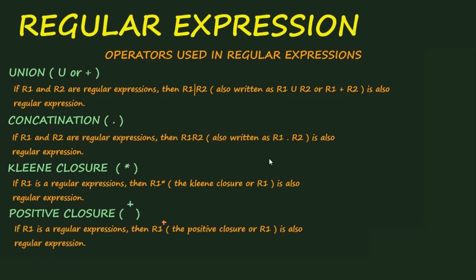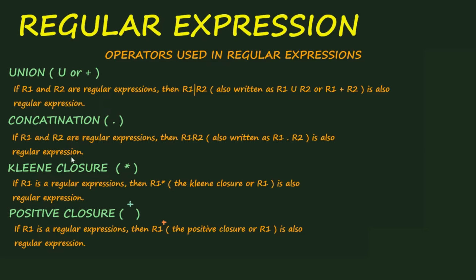Operators used in regular expression: union or positive sign. If R1 and R2 are regular expressions, then R1 vertical bar R2, also written as R1 union R2 or R1 plus R2, is also a regular expression. Concatenation: if R1 and R2 are regular expressions, then R1 R2, also written as R1 dot R2, is also a regular expression.